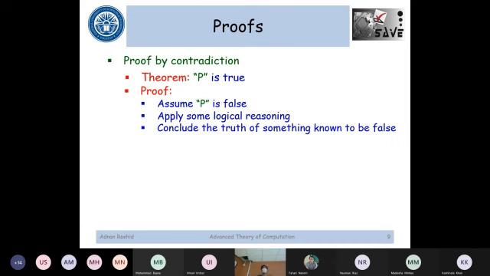The claim that P is false, that is indeed false. So this means that that was not false. It was true indeed. And this is what you want to prove.